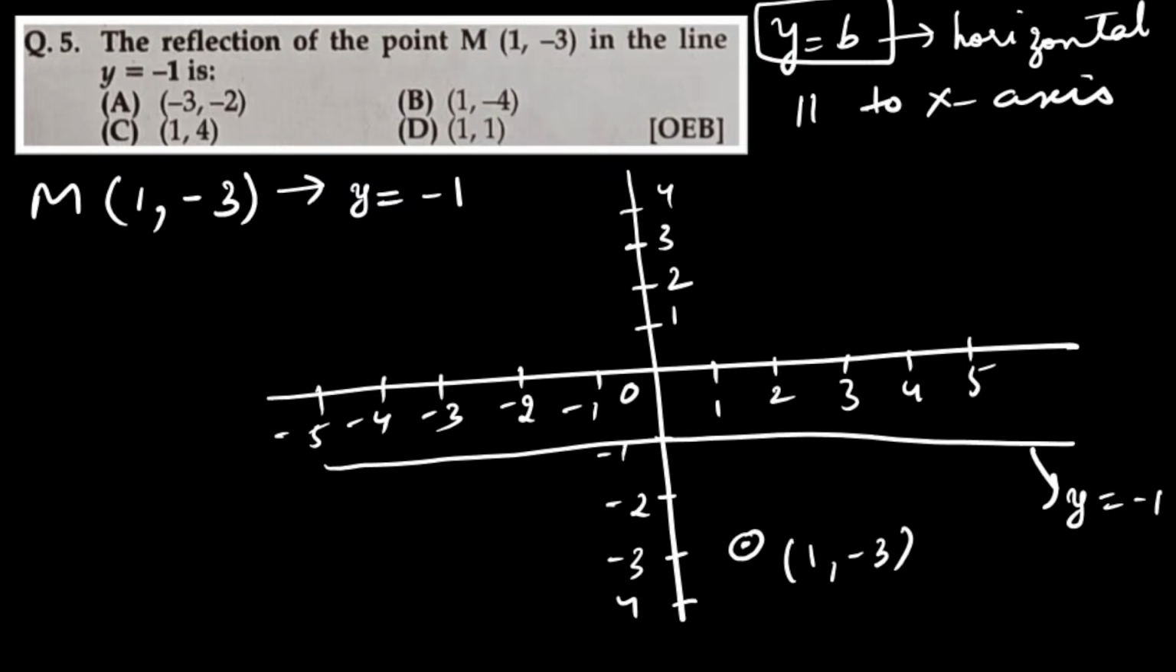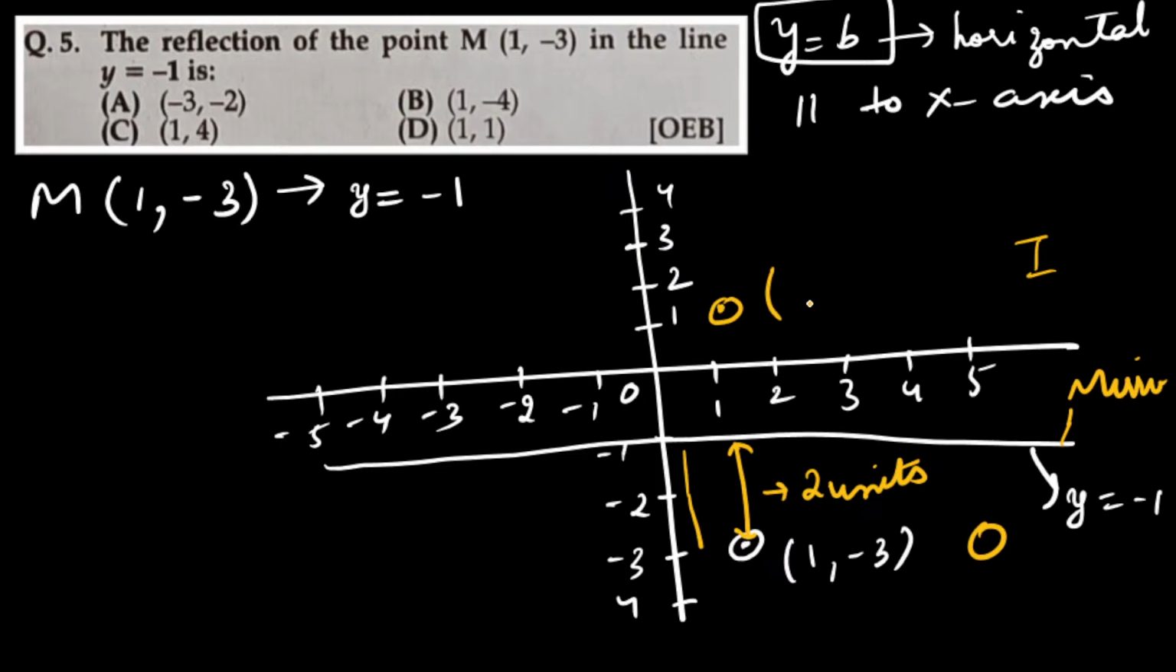Now from this line, see what is the distance of this point. This is like 1 unit, 2 units. So this is 2 units. Now 2 units on the other side you have to go. The object is on this side. This is like a mirror now. The image will be on this side. So 2 units you have to go, 1, 2. So here it will be, and it will be a straight line only.